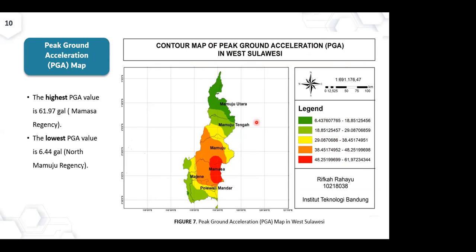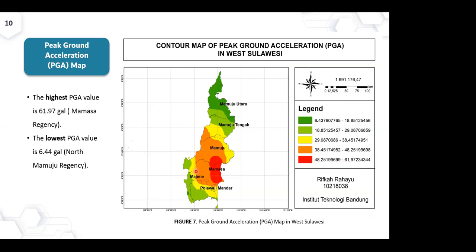And then based on this contour map, it can be seen that the areas that have the largest PGA value are areas around the Mamasa Regency and some areas in Mamuju Regency, which have peak ground acceleration values from 48.25 until 61.97 gal or centimeter per second squared.